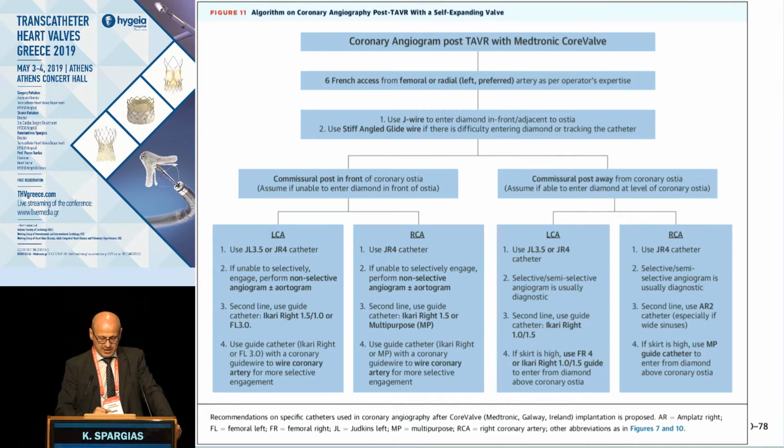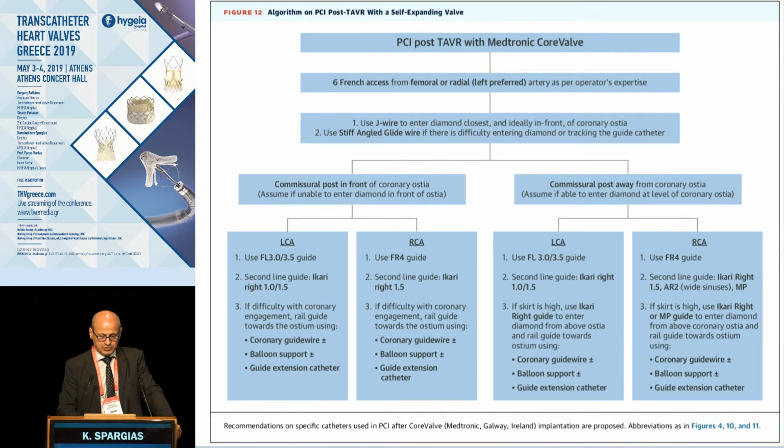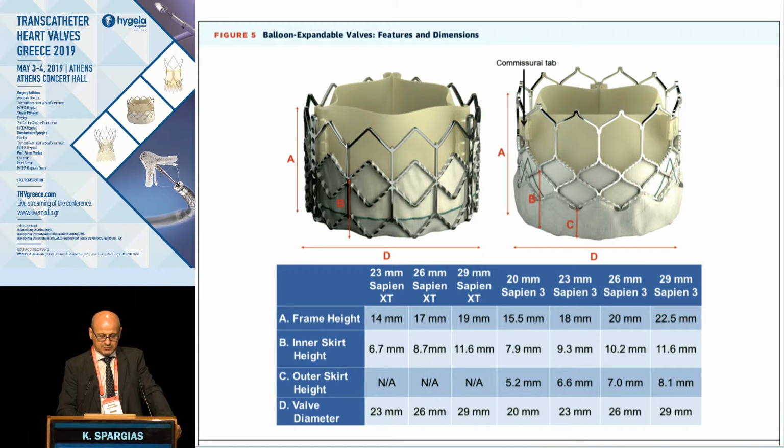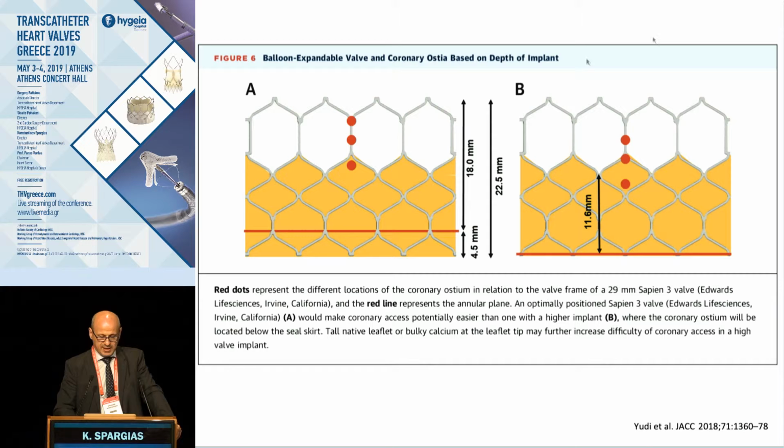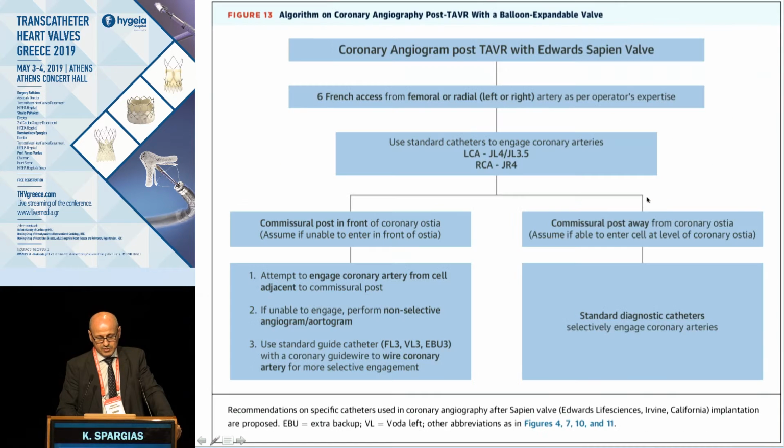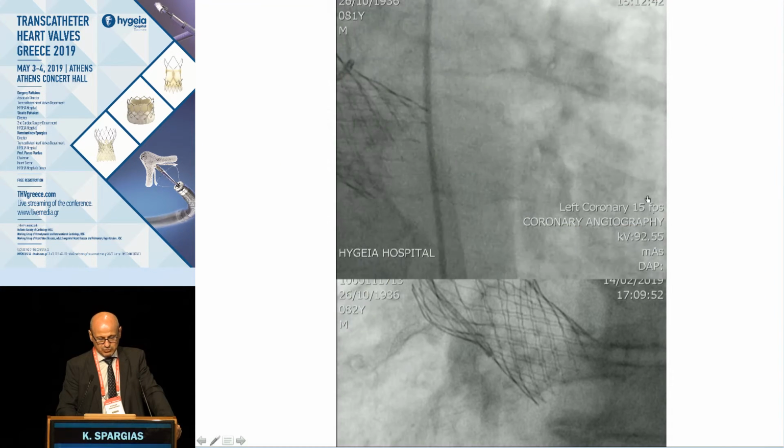And actually, there are guidelines from the paper mentioned earlier many times about how to approach the 2 different types of valves. Here is the exact design of the Sapien valve. The upper cells, the large ones, are free of the skirt, and the lower have the skirt. So there are guidelines how to approach them.